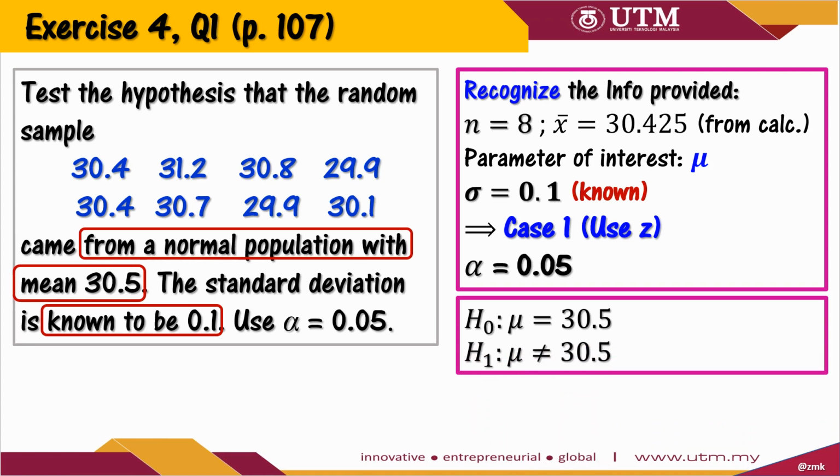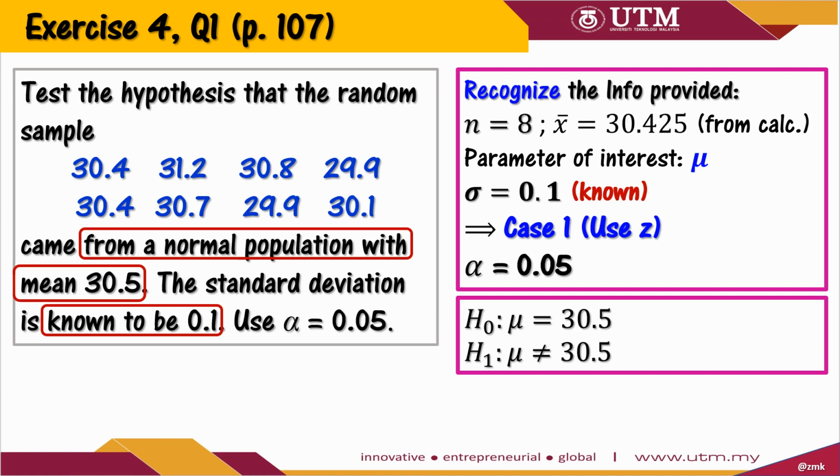Do you agree? The question clearly asks to test if the sample data came from a normal population with mean mu equal to 30.5. Or alternatively, you can ask whether the sample data came from a normal population with mean not equal to 30.5. So we have a two-sided test in this question.